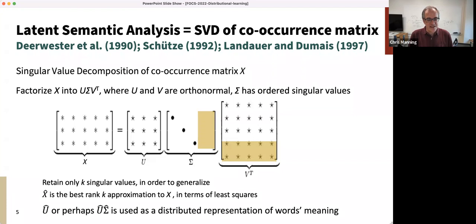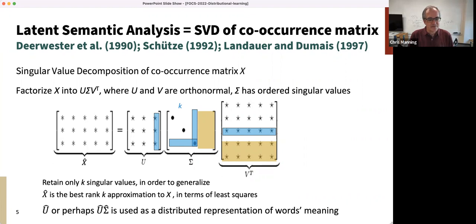So the singular values in the middle diagonal matrix are ordered in size. So if we throw away the smallest ones, we're then left with the best rank K approximation to X in terms of least squares objective. So if we do that, we then have these lower dimensional representations of words in the rows. So that's the truncated U matrix, or perhaps you might want to still scale in the singular values and use the truncated U sigma. And we can use those as a distributed representation of words meaning. And that was explored for both IR and NLP applications in the 90s.